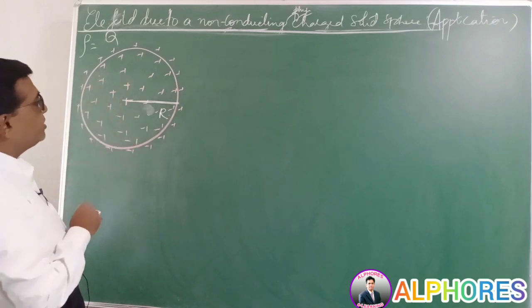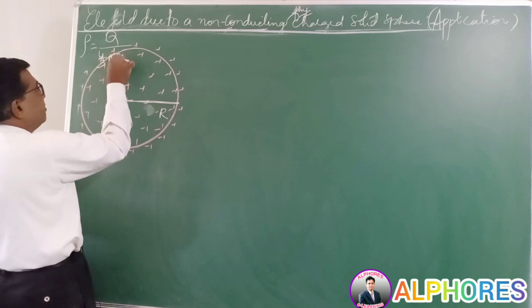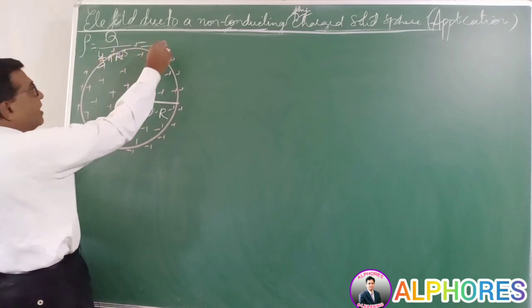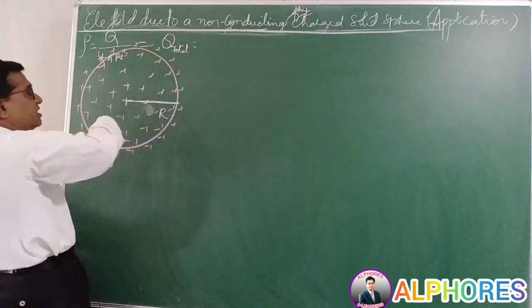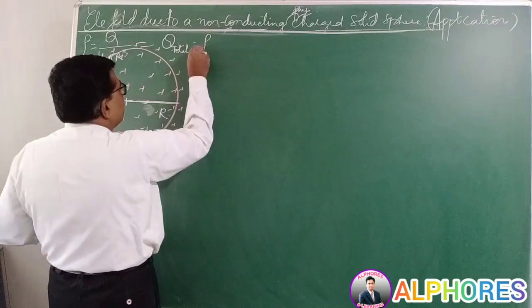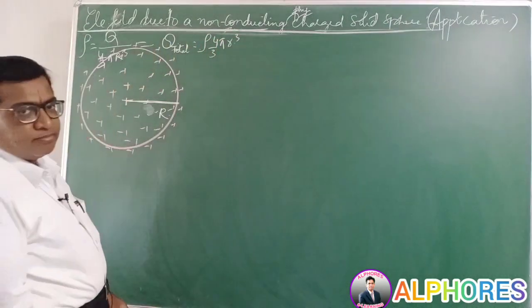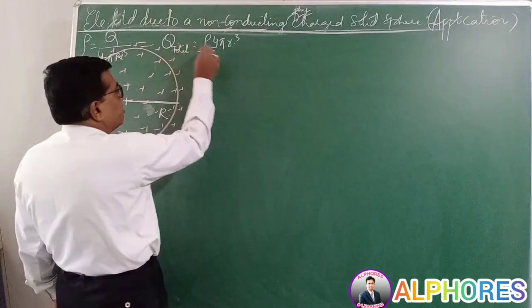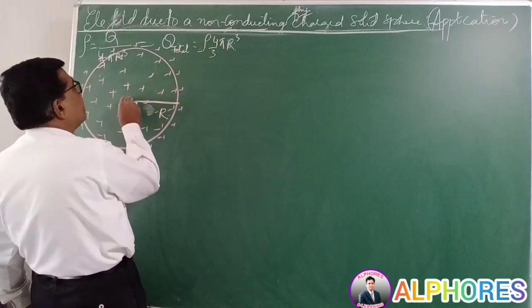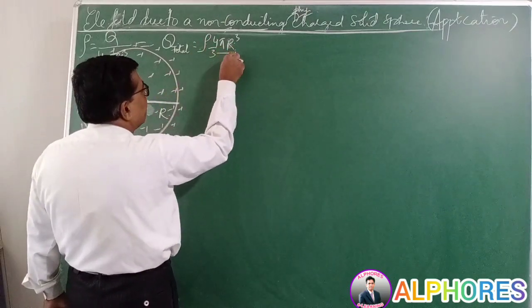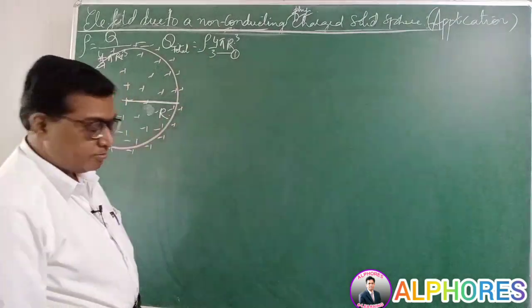Now, the volume of the sphere is 4 by 3 pi R cube. So, Q by 4 by 3 pi R cube equals rho. Therefore, cross multiplying, the total charge possessed by the sphere is rho into 4 by 3 pi capital R cube, where capital R is the radius of the sphere and rho is the volume charge density of the sphere.